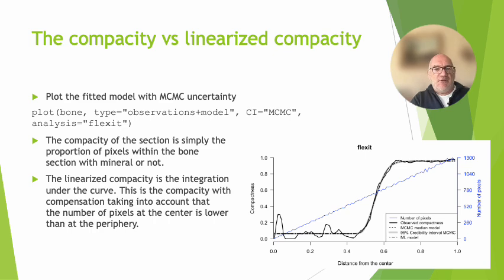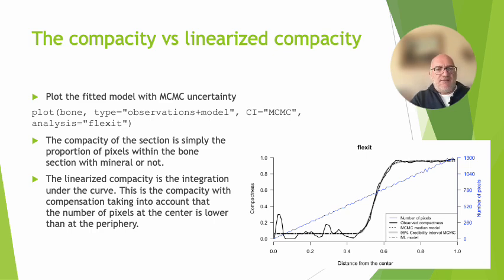If you look at the curve, you see indeed that it goes from the low compacity at the center to high density at the periphery with an asymmetrical model. It goes faster at the beginning than at the end. The Flexit model permits this. Logistic will never allow you to fit such a model.